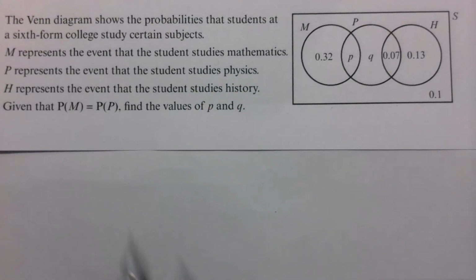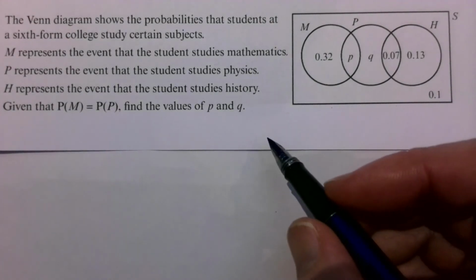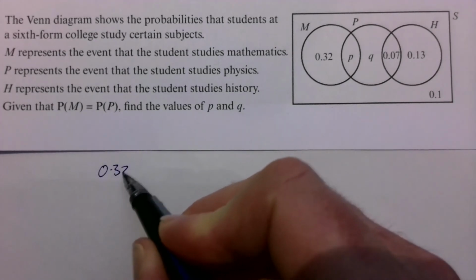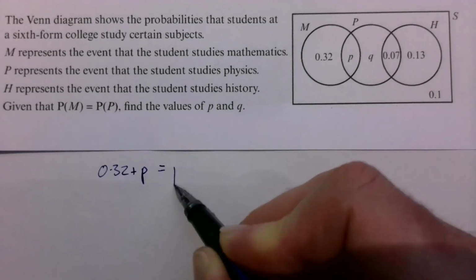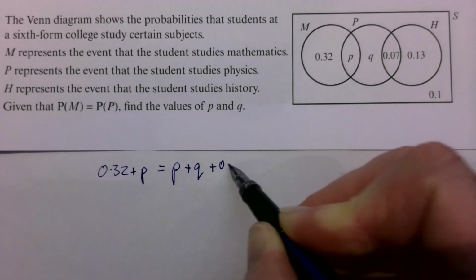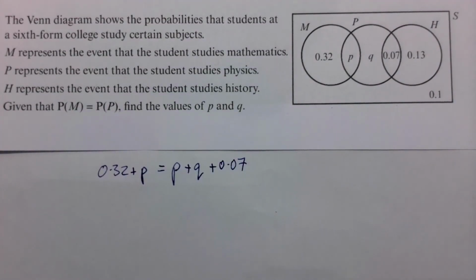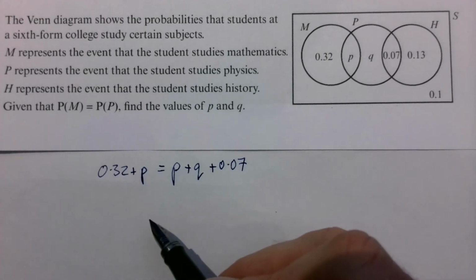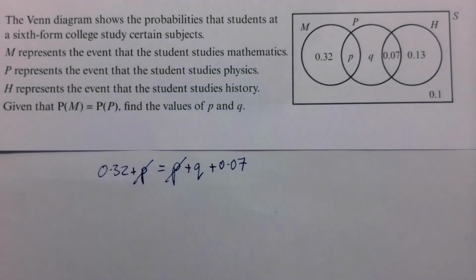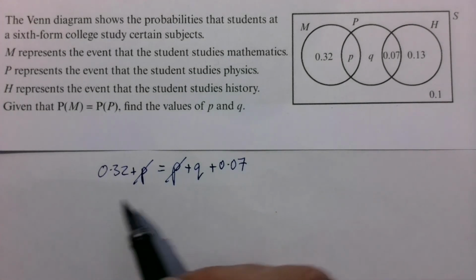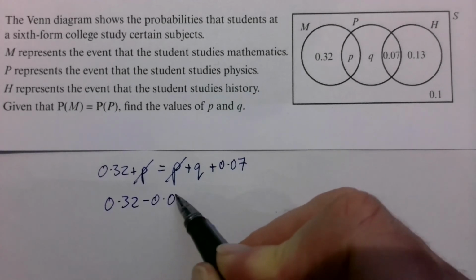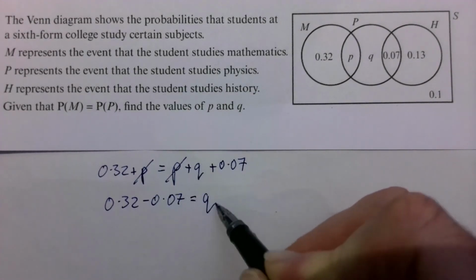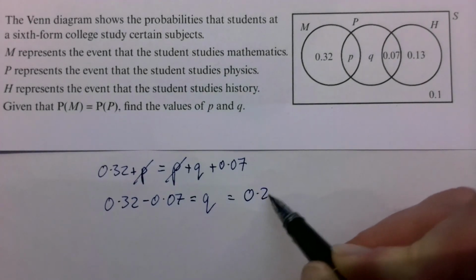Right, so whenever they tell you that something equals something, that's an opportunity to make an equation. So the probability of m is 0.32 plus p, and that's equal to the probability of p, which is p plus q plus 0.07, all the probabilities in the loop. Now, I could take p from both sides, and it disappears. So what we're then left with is this. So if I take 0.07 from 0.32, I'm left with q on its own. So that must be 0.25.